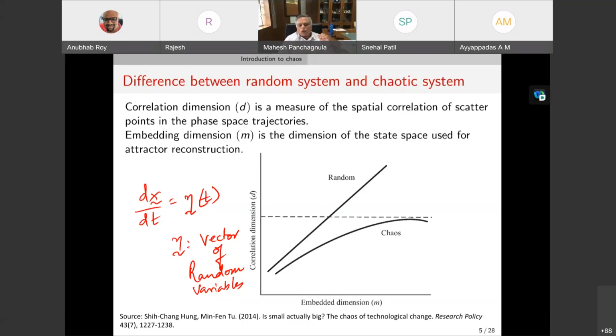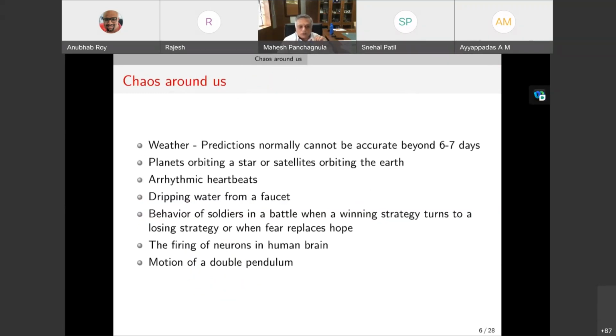Okay. Now, more simply put, if I have a chaotic system, as you will see later on, the sensitivity to initial condition is something that will not be present, in the most rigorous sense that we will define, in a random system. Okay, good. I'll come back to that point in a little bit, but let's look at some examples of where chaos can be observed around us. Now, weather.